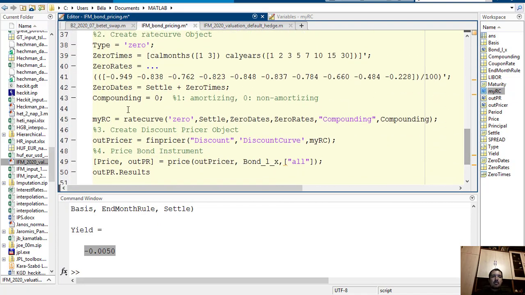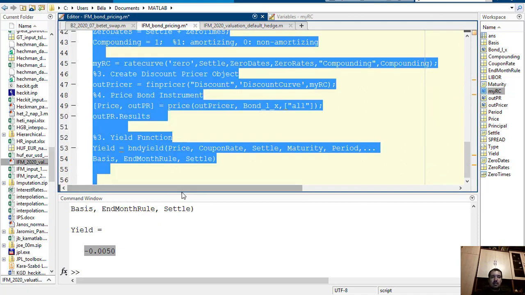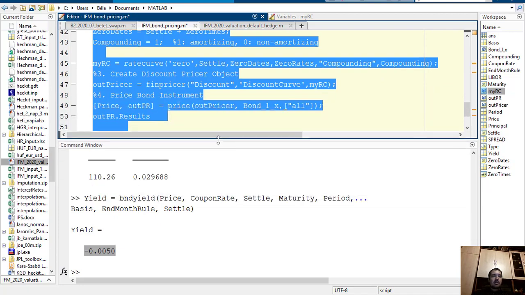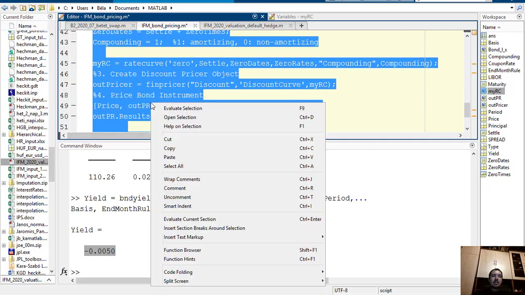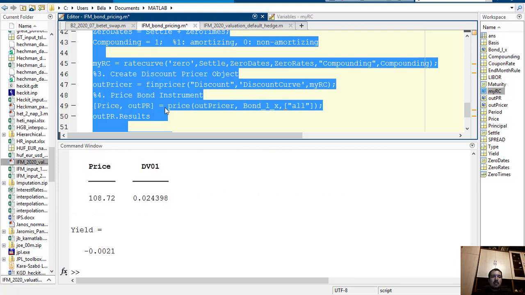And also we have to turn this thing to 1. And then we can see what the difference is. So let's remember that it was 110.26. So the price will be lower, because if you are paying back the principal, obviously you will pay less and less interest.